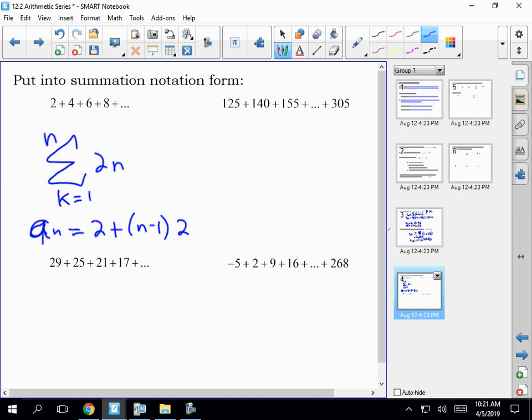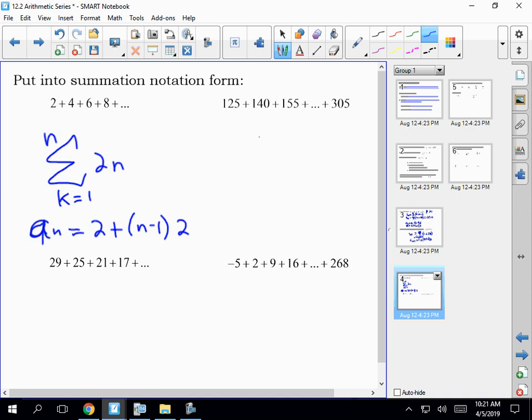So if it's infinite, you'll have i equals 1 or k equals 1 or whatever, some kind of counter down there, up to some variable, okay, if it's infinite. So we've got a variable n up here, okay? And then the expression will be a simplified version of the a sub n arithmetic sequence formula.